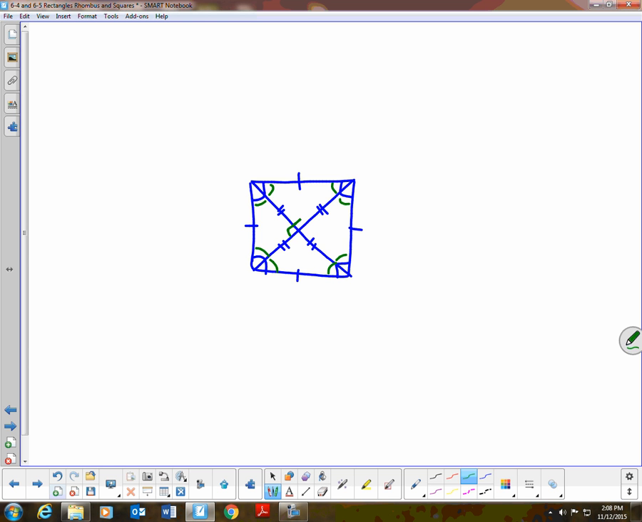And it has the perpendicular diagonals like a rhombus. And it has all the properties of a parallelogram. Opposite sides congruent, consecutive angles are supplementary, opposite sides are congruent, opposite angles are congruent, diagonals bisect. It has everything. So it has all the properties. So make sure you know it.